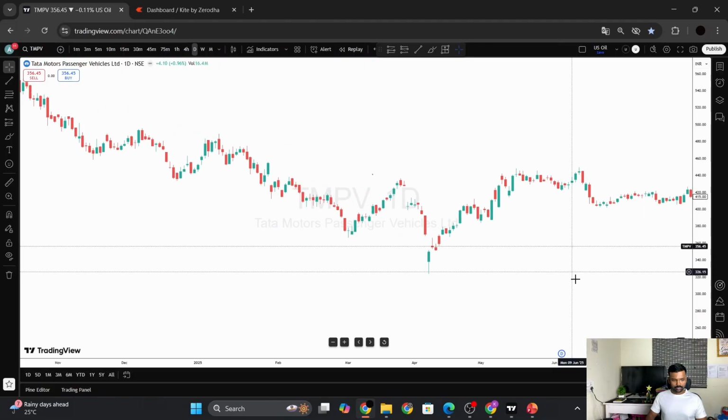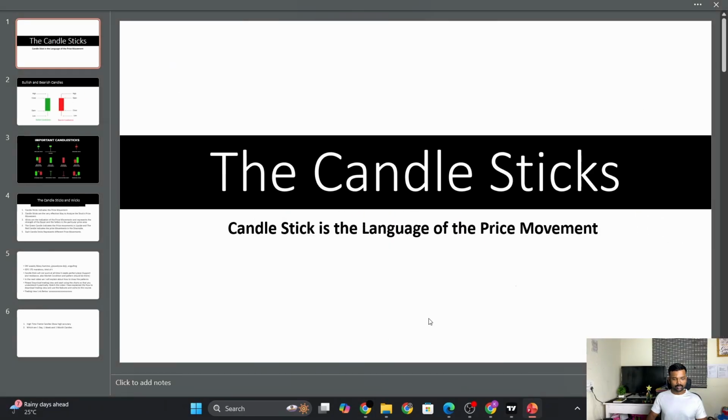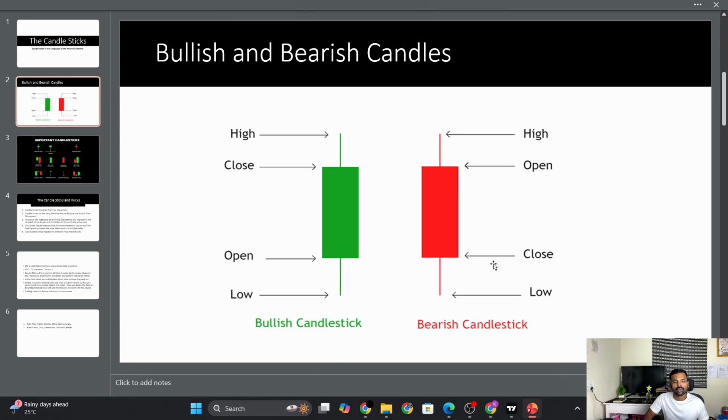Basically, a candlestick is the language of price movement. Take a look at this. A green color candle indicates bullish. If the price moves from 100 to 105, 110, then it will appear in a green color. If the price comes down, for example from 100 to 90, 90 to 80, then the candle will form in a red color. So bullish candles are always green and bearish candles are always red.